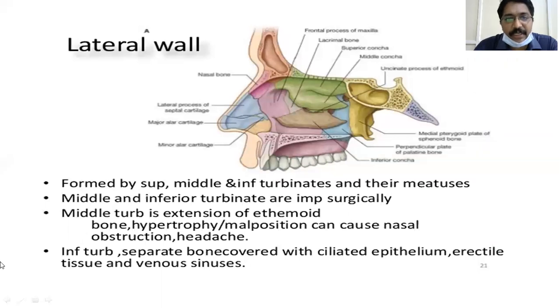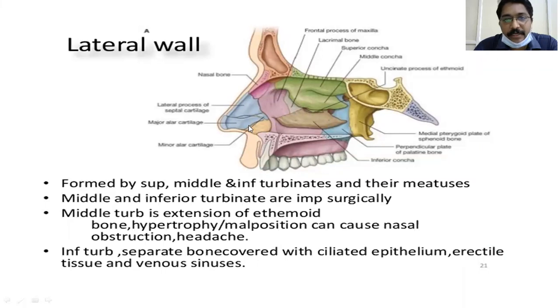Coming to the lateral wall, this is actually a very huge topic, and I will tell the endoscopic anatomy of the lateral wall in the next class, because it's a vast subject and will take a lot of time. Just briefly, the lateral wall is formed by the superior, middle, and inferior turbinates. The superior meatus is inferior and lateral to the superior turbinate, the middle meatus is inferior and lateral to the middle turbinate, and the inferior meatus is inferior and lateral to the inferior turbinate.